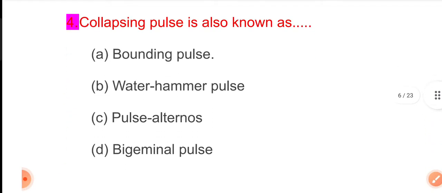So the next question is, collapsing pulse, also known as. When the person is having a collapsing type of pulse, the options are option A, bounding pulse, option B, water hammer pulse, option C, pulsus alternans, option D, bigeminal pulse.